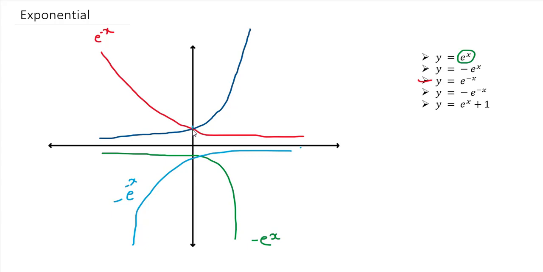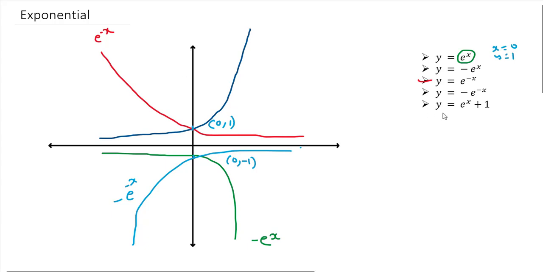Now let us focus on this point. So what will be the coordinate of this point? If we put x equal to 0, this will become e raised to 0. Anything raised to 0 will always become equal to 1. So at x equal to 0, the value of y will be 1. So the coordinate of this point will be (0, 1). Similarly, if we put x equal to 0 in this point, we'll get the value of y as minus 1. So the coordinate of this point will be (0, minus 1).